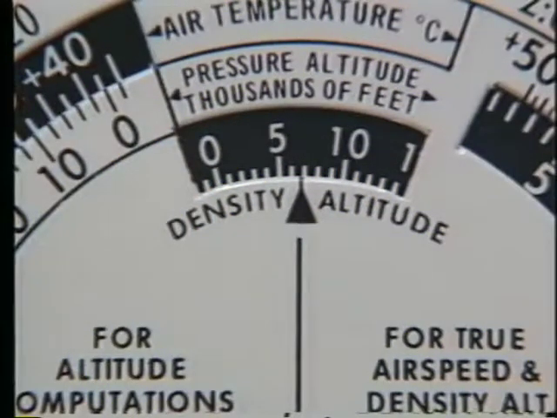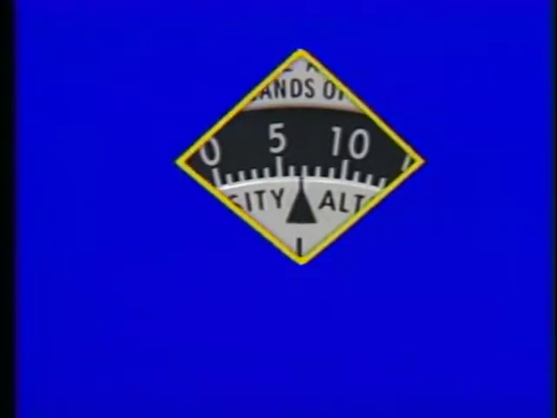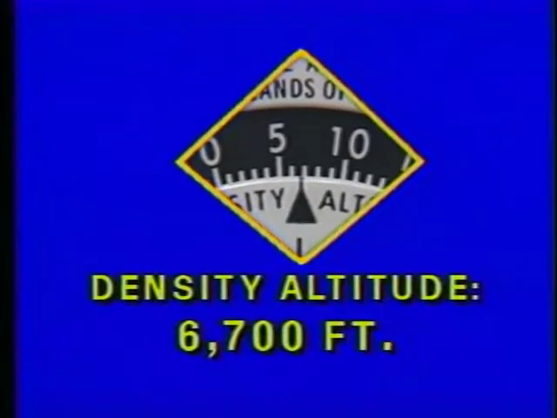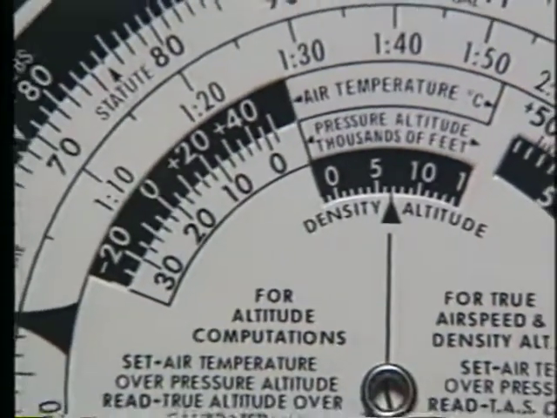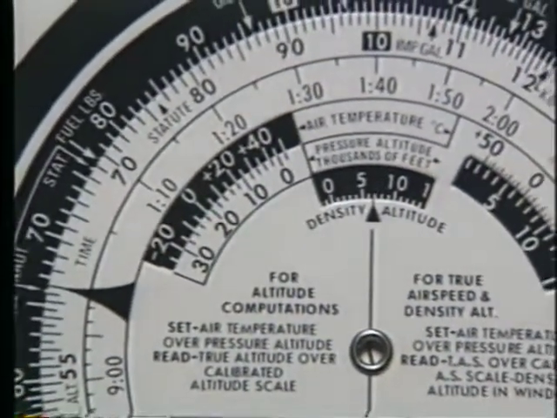Density altitude can then be read directly from the center window. If the conditions remain the same as in the previous problem, the density altitude will be approximately 6,700 feet. The other window is used to compute true altitude. Instructions are listed near the window.